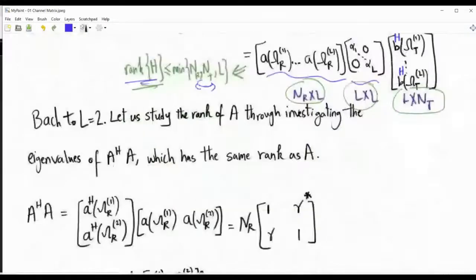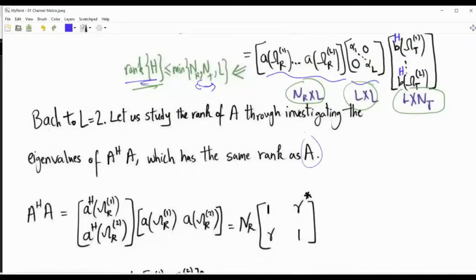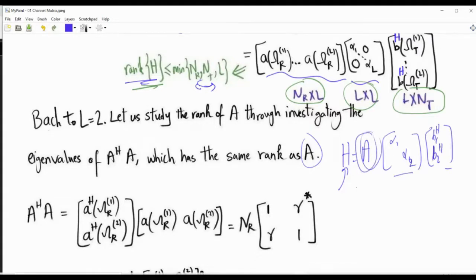So let's go back and focus on the 2 by 2 case. Again, matrix H is A, then this diagonal matrix, and then B1 Hermitian, B2 Hermitian. So what is the rank of H? Well, again, it depends on the rank of each of these matrices. Let's focus on A. So A is NR by 2.